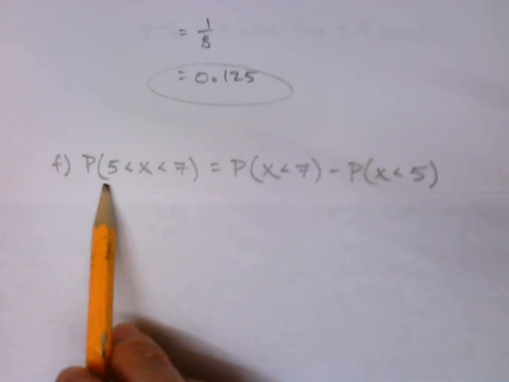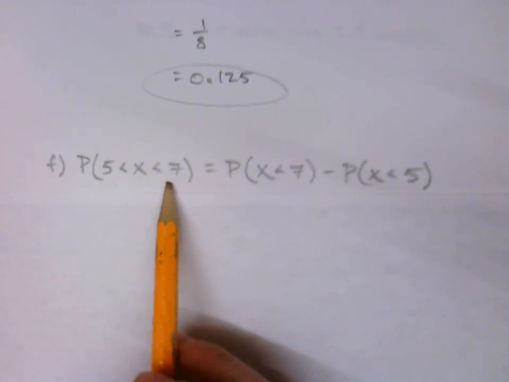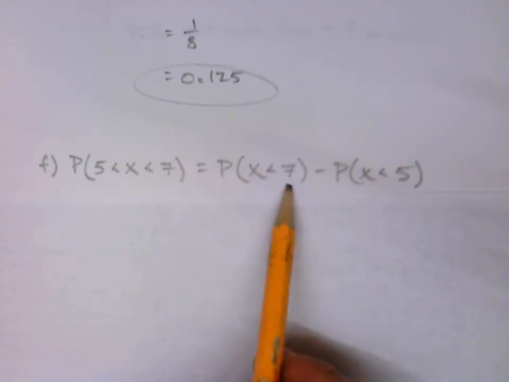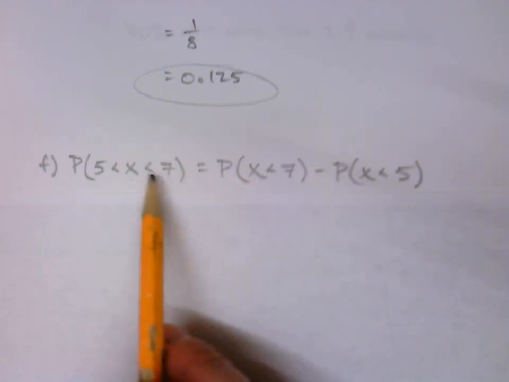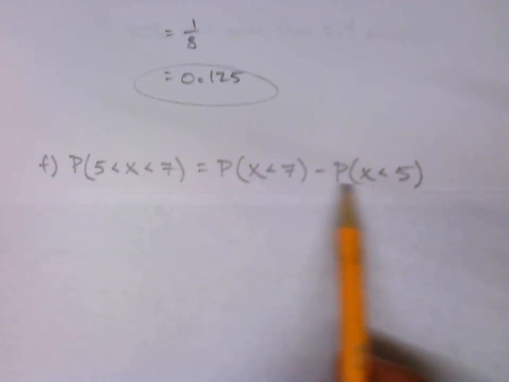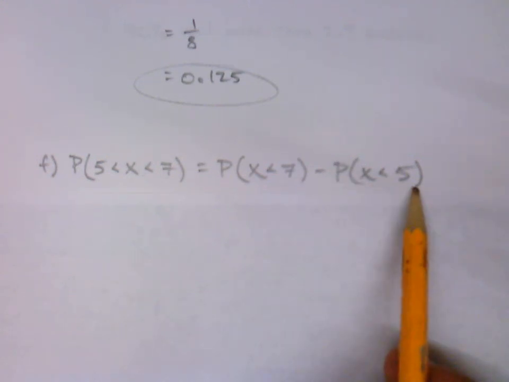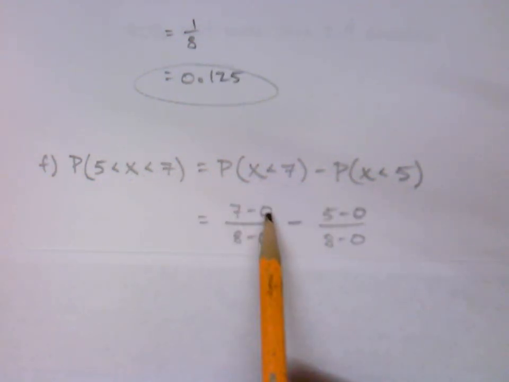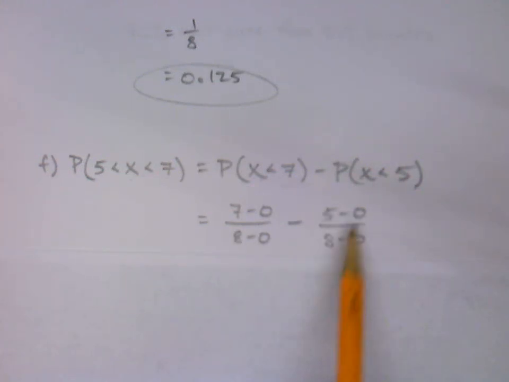We don't have a formula for something like that, so we need to think of it as the probability that x is less than 7, and then we'll subtract the probability that x is less than 5. All of the area up to 7, subtract all of the area up to 5. What's left is just the little bit of area between 5 and 7. That's what we want. So if we apply our formula to each of these, 7 minus 0, 8 minus 0, 5 minus 0, okay.